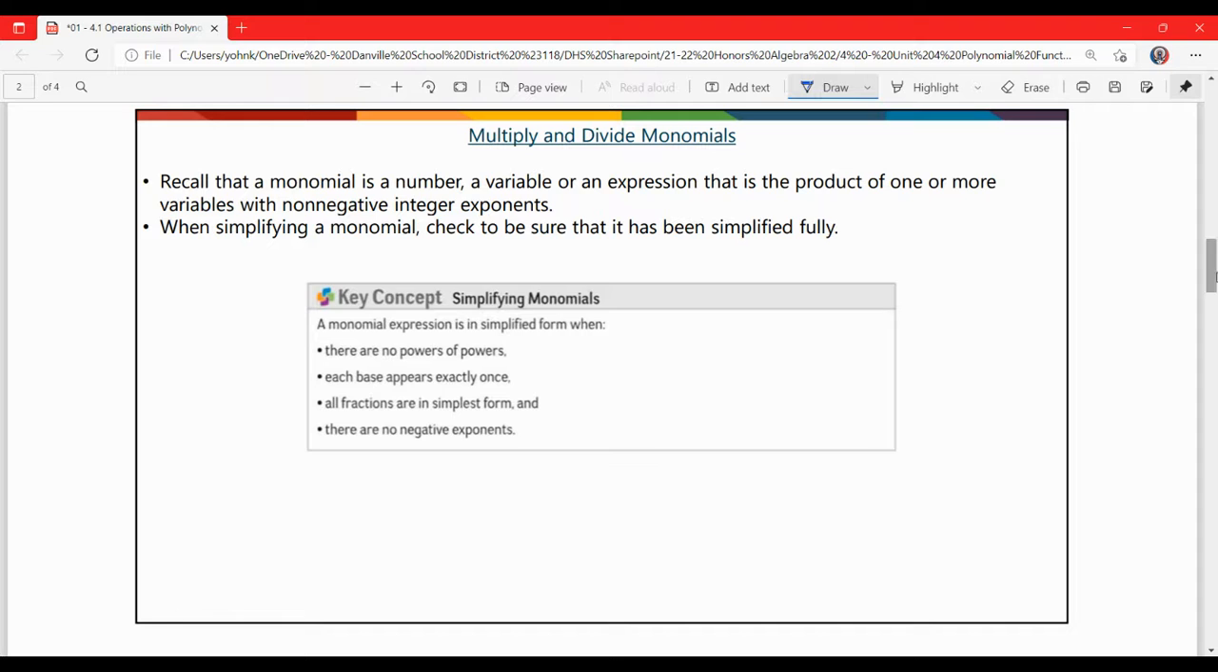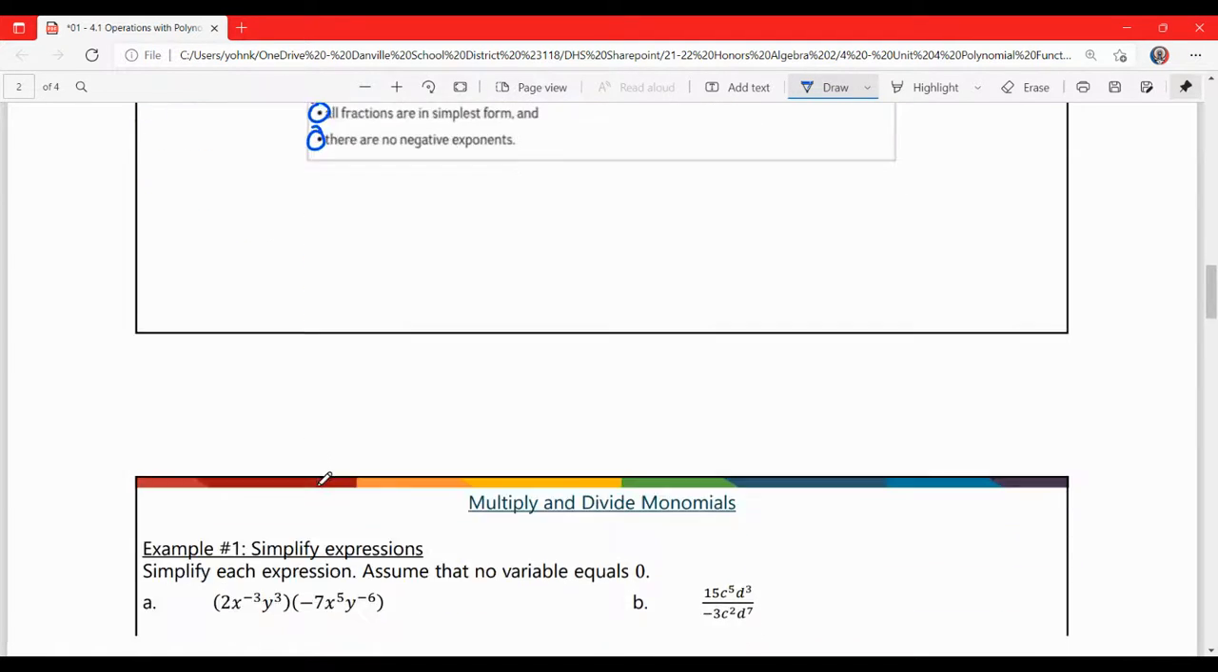If we want to multiply and divide monomials, we need to recall that a monomial is a number, a variable, or an expression that is the product of one or more variables with non-negative integer exponents. Make sure that when you're simplifying a monomial that you check 4 things to make sure that it's simplified fully. You cannot have any powers of powers. You have to make sure that each base or each letter appears only once. You need to make sure that all your fractions are in simplest form, and then make sure that there are no negative exponents. As long as you can clear all of those, you've simplified the monomial.